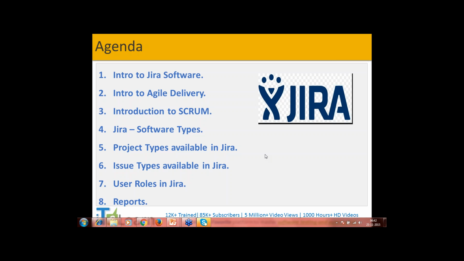So there are different reports, like the sprint burn down chart, or your task related progress. It could be at individual level, team level. All those reports can be generated very easily and very nicely by just a click of a button.